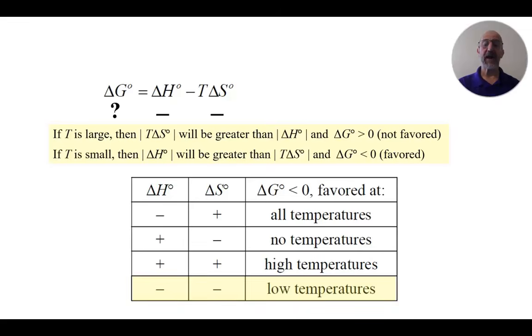But on the other hand, if the value of T is small, then the absolute value of delta H will be greater than the absolute value of T delta S. So at low temperatures, the sign of delta G would be negative. So thermodynamically favored at low temperatures, not thermodynamically favored at high temperatures.